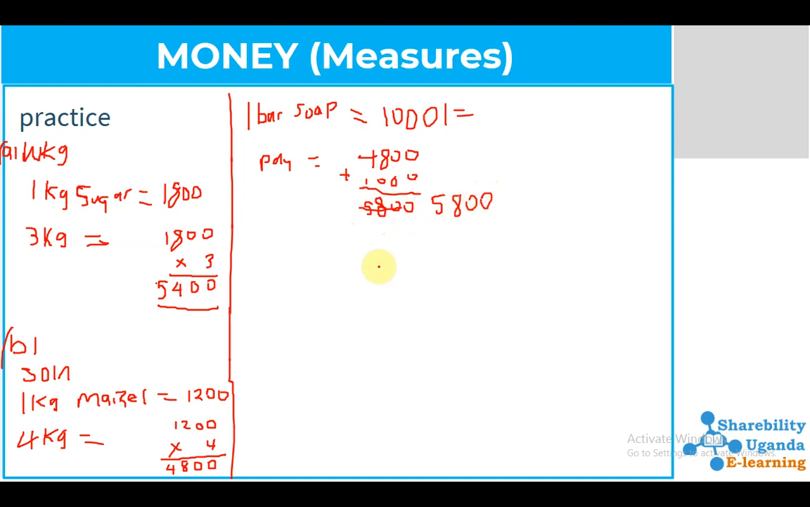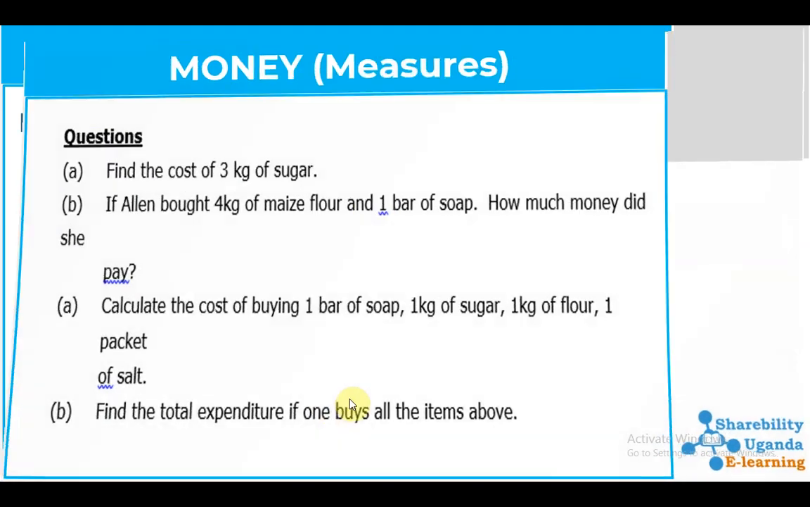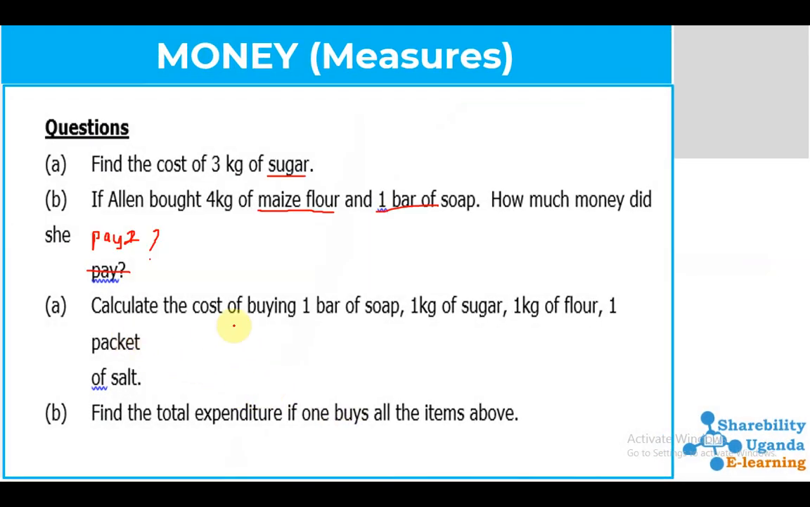Okay, so that is our part B. Let's look at another question. What did they want? They are saying calculate the cost of 1 bar of soap, 1 kg of sugar, 1 kg of flour, and then 1 packet of salt. Now here they want you to get the what?